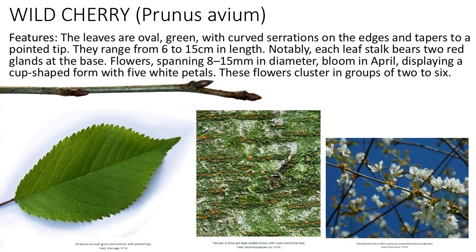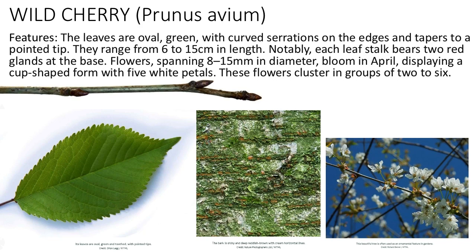So the key features of wild cherry are that the leaves are this oval green and curved serrated edges, and they taper towards a pointed tip. The leaves can range from 6 to 15 centimetres in length, and each leaf stalk actually has 2 red glands at the base. So where the stalk is meeting the leaf, perhaps you can see in this photo, although it's not very clear, you can see 2 very small red kind of spots at the end, and those are the red glands.